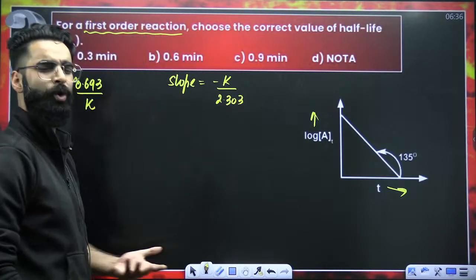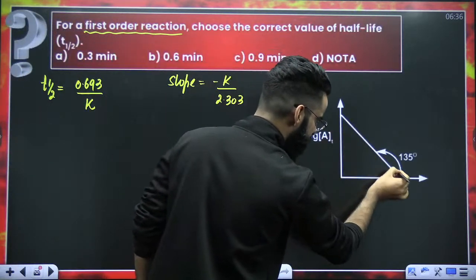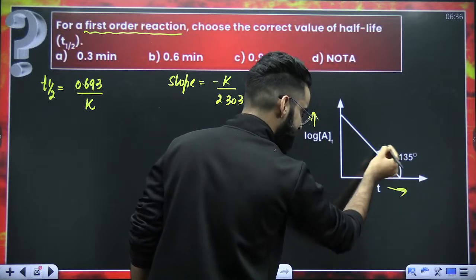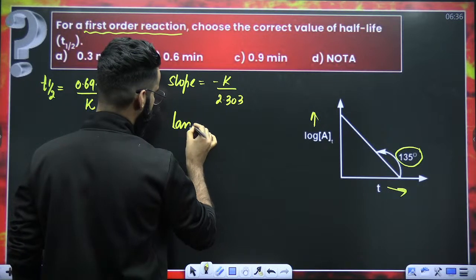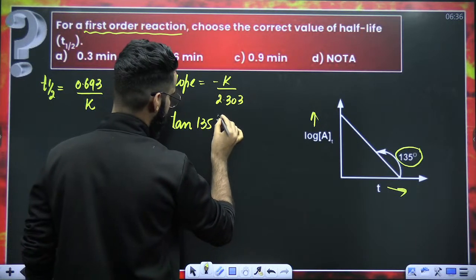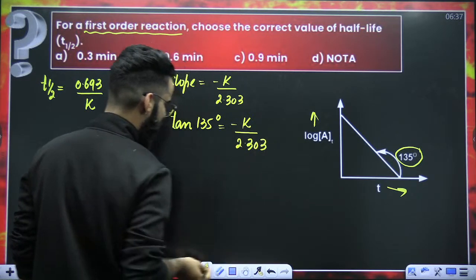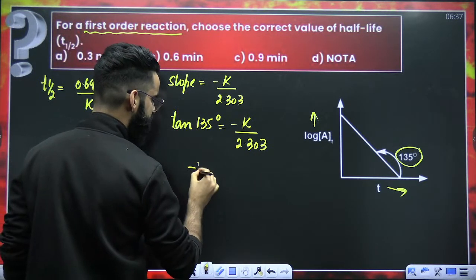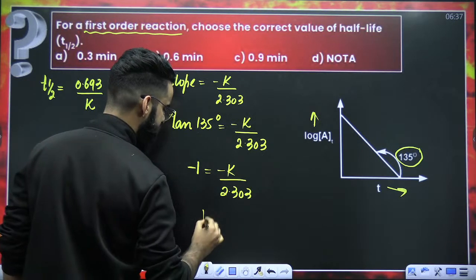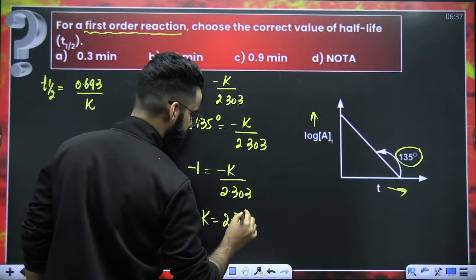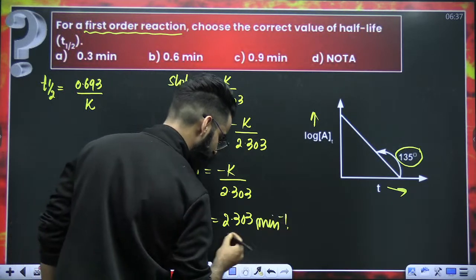Right? What is slope? Slope is tan of theta. What is theta? Theta is the angle which this straight line makes with the positive x-axis in the anti-clockwise direction. So this is the theta. So slope is tan of theta, tan of 135, which is minus K upon 2.303. Now, my dear students, tan of 135, how much is that? That's minus 1. So minus 1 is equal to minus K upon 2.303, or I can say K is equal to 2.303. Since time is given in minutes, K units are going to be simply minute inverse.